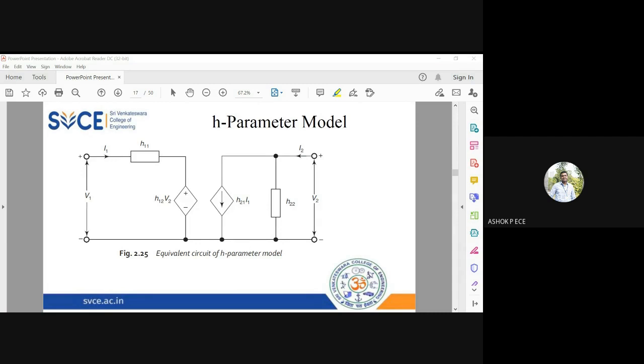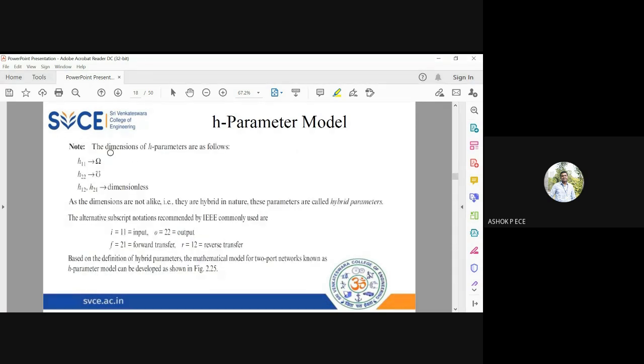Okay, fine. Assuming there are no doubts. Now see the same units I told you: H11 is input impedance, so its unit is ohm. H22 is output admittance, so the unit is ohm inverse, or mho, or Siemens. H12 and H21 are dimensionless. H12 is reverse voltage gain, H21 is forward current gain. So each of the parameters is different. They are not the same, so it is called a hybrid parameter. They are not alike.